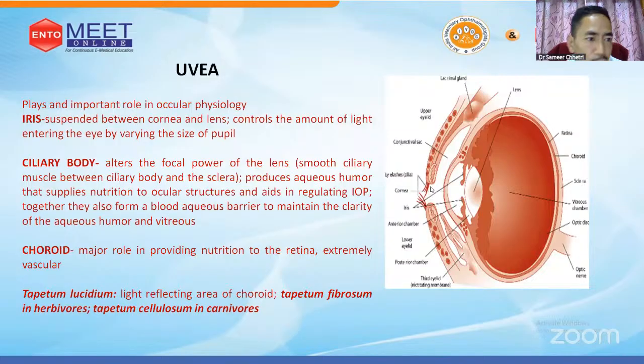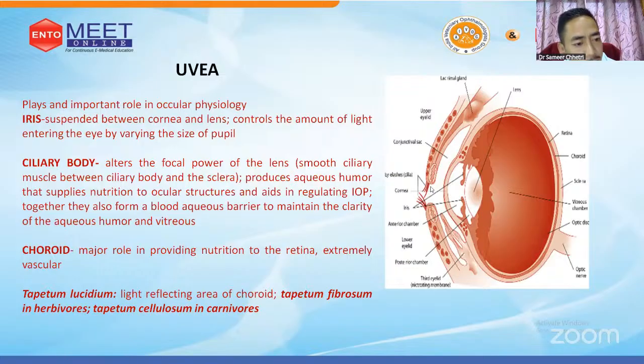Now the next is the uvea. It plays an important role in ocular physiology. The iris is suspended between the cornea and lens. It controls the amount of light entering the eye by varying the size of the pupil. The ciliary body alters the focal power of the lens. Smooth ciliary muscle lies between the ciliary body and the sclera. It produces aqueous humor that supplies nutrition to the ocular structures and aids in regulating intraocular pressure. Together, they also form a blood aqueous barrier to maintain the clarity of the aqueous humor and the vitreous.